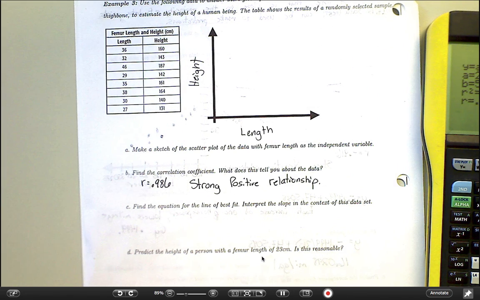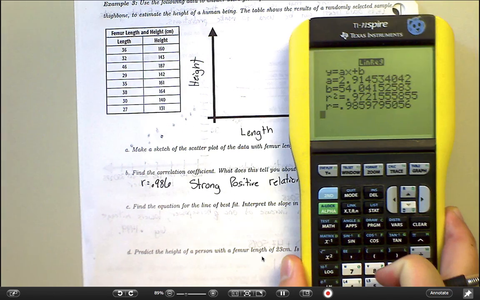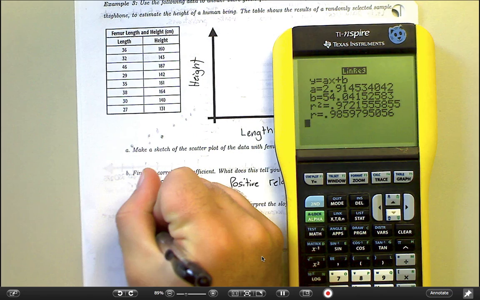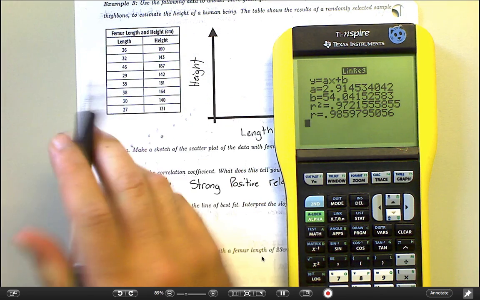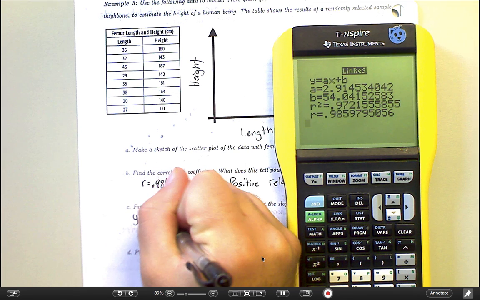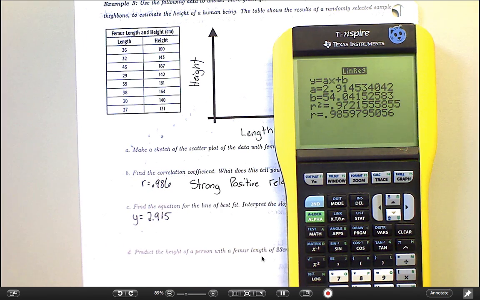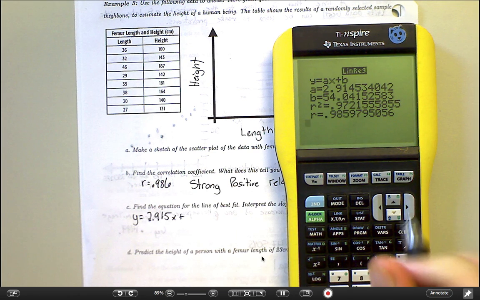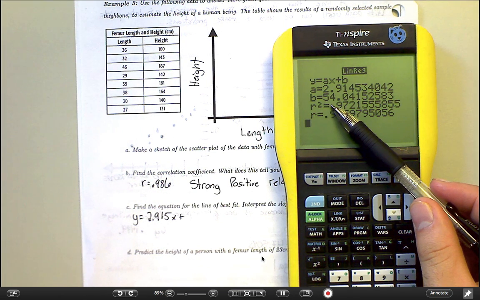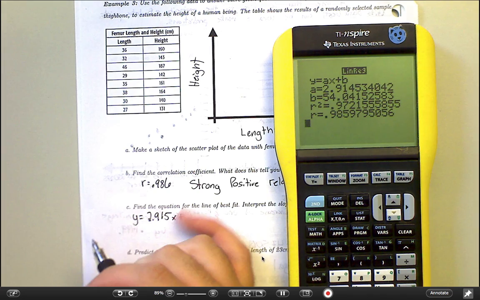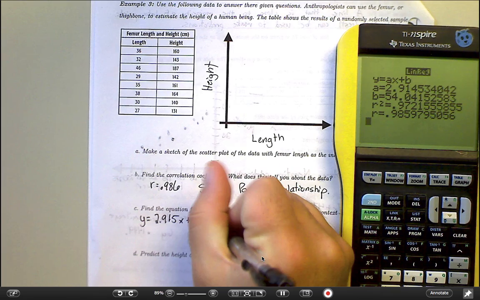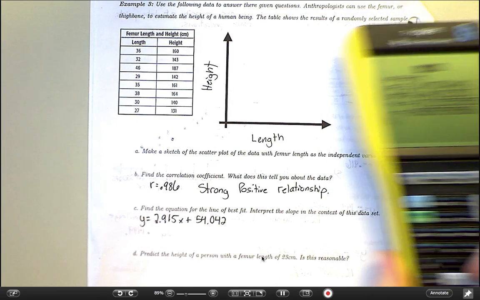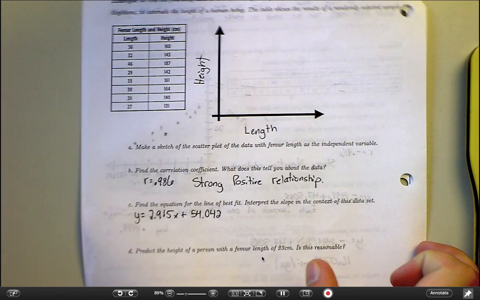Part C wants us to find the equation for the line of best fit. I already have that here on my screen. I just have to fill it in. So I'm going to end up with y is equal to, plugging A in first, 2.915. I'm going to go to just 3 places this time. That gets the x, plus our B, which is 54.041, which I'll round to 54.042.